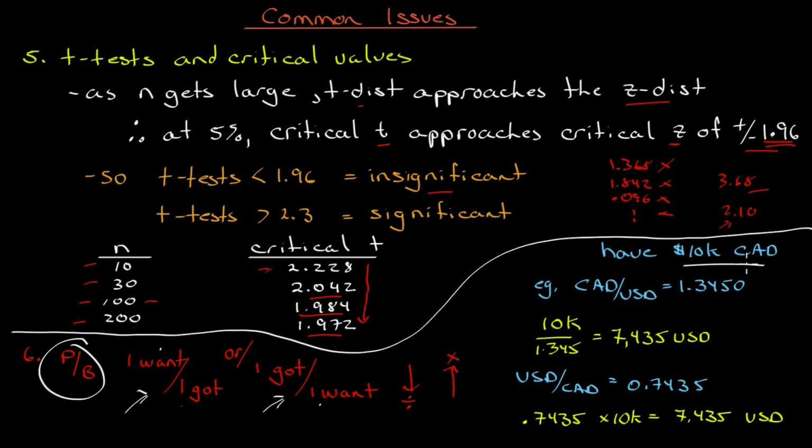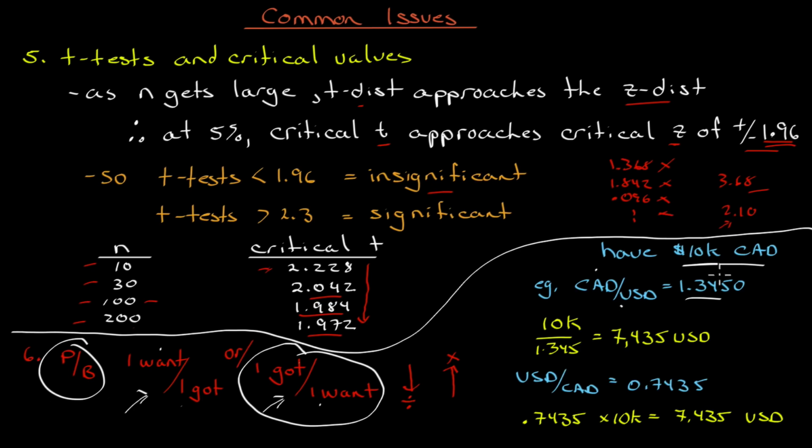Let's say I have 10,000 Canadian. So what do I got? I got 10,000 Canadian. Let's work with the first one right now. We'll work with this one, the I want. So I want US dollars. So I got what? CAD. I want what? USD. There's the quote I'm looking for, CAD USD. I go in the market, I find 1.345. What am I doing? I'm moving from the upstairs to the downstairs.